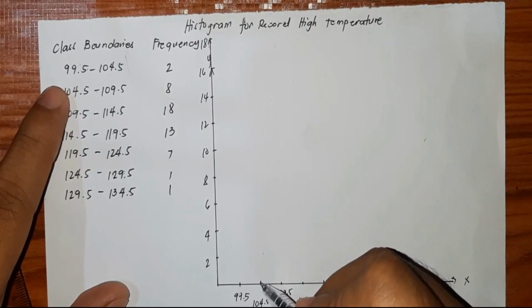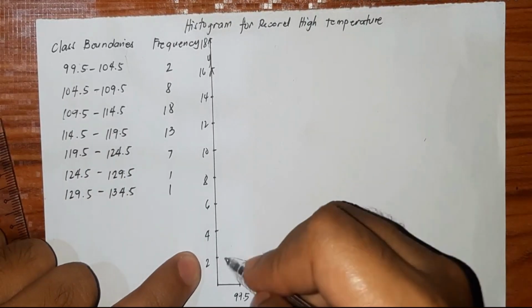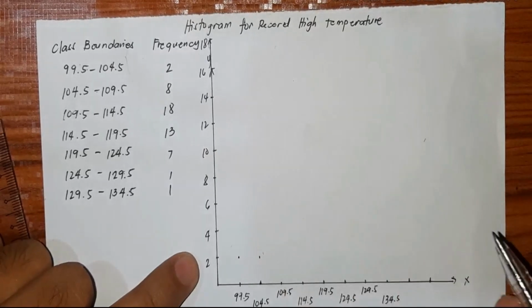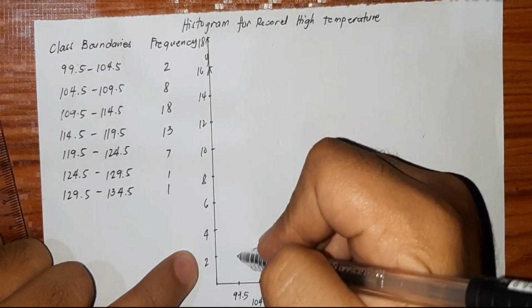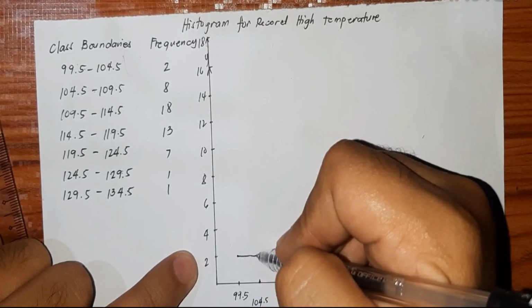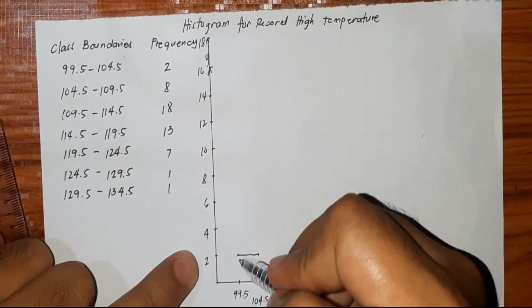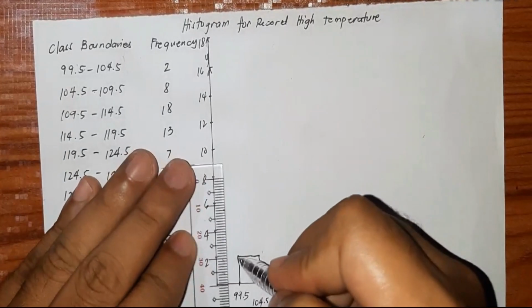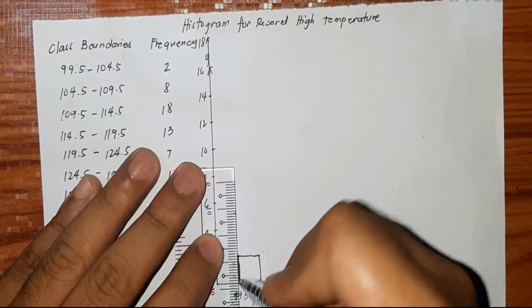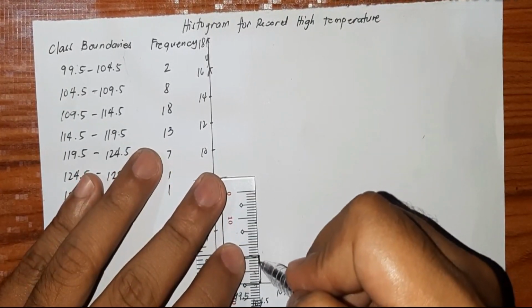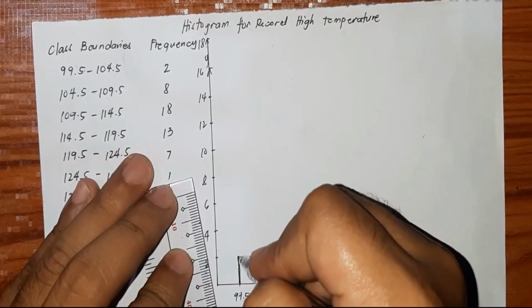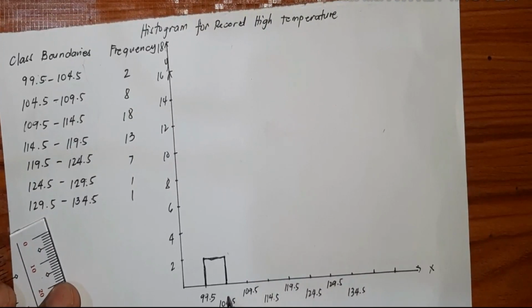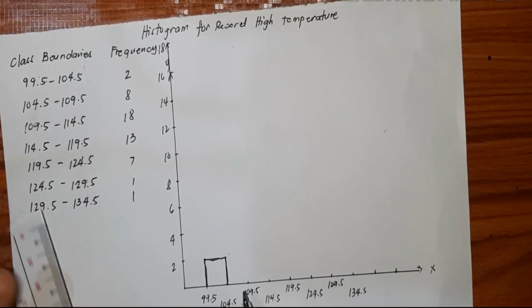So ito yon. So ang frequency daw niya ay 2. Nasan si 2? Ito. So most likely, nandito yon. Yan. So ito yung frequency from 99.9 up to 104. So, tuwirin natin. So, from 99.9 up to 104.5. Okay, next. What is the frequency from 104.5 to 109?